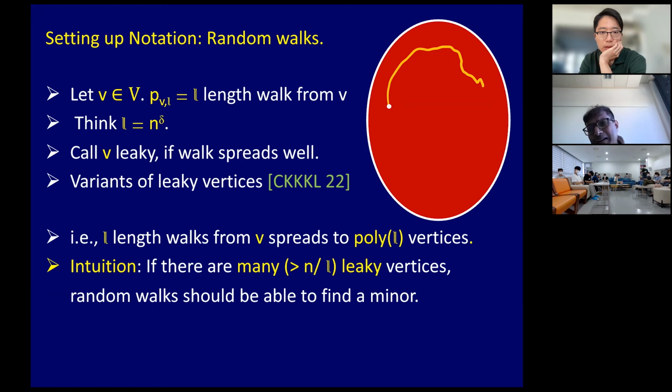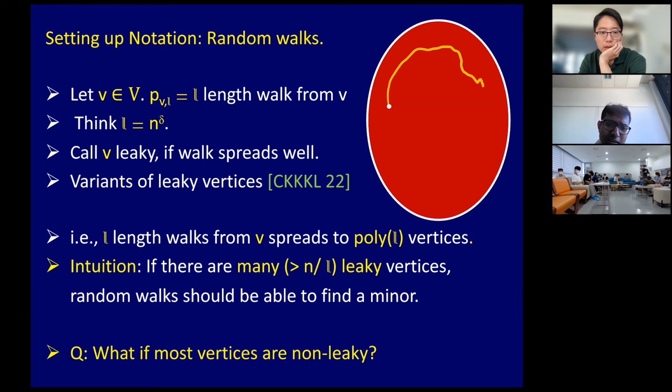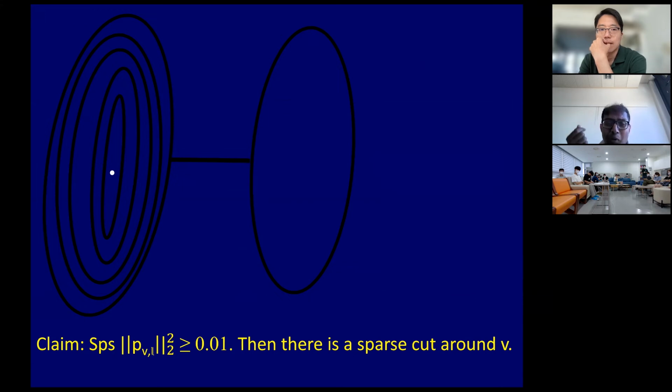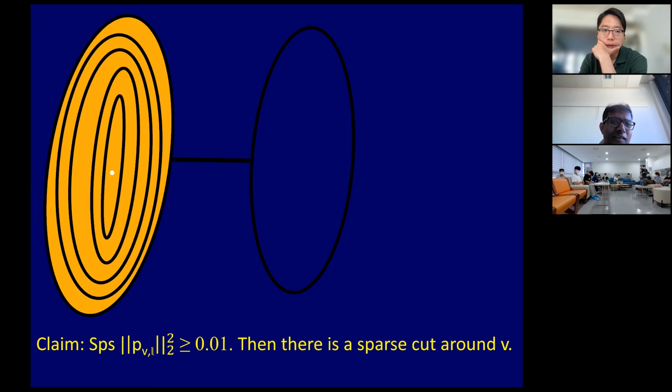Okay, so now you might be interested in understanding that, hey, what if I do not have many leaky vertices? An overwhelming majority of the vertices are not leaky. What do I do then? In this case, you can show a claim of the following flavor: suppose you have truckloads of non-leaky vertices. In particular, the white vertex here is non-leaky. That is, the 2 norm squared of L length walks from the white vertex is large. The 2 norm squared is, let's say, 0.01, just for the heck of it. Then what you can intuitively imagine is that there has got to be a sparse cut around this vertex, because the random walks are not spreading very well. They're kind of getting trapped and they do not cross over to the other side. So there has to be a sparse cut.